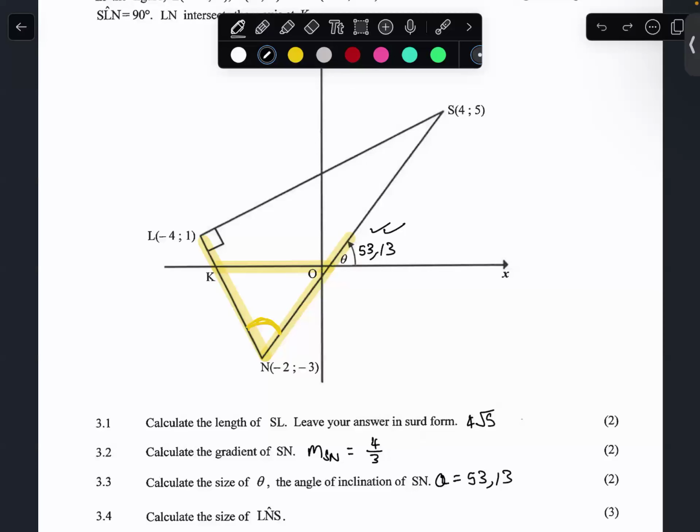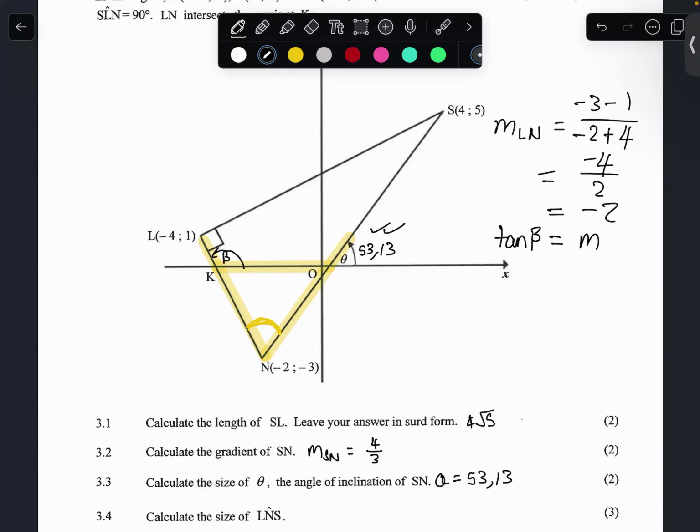So now I'm going to do it for the other arm, this one. I'm going to find the gradient of that arm. Gradient of LN is equal to y2 minus y1 over x2 minus x1. That gives me minus 4 over 2, which gives me negative 2. Then I'm going to find its angle of inclination. Let's call this beta. tan beta is equal to minus 2. Remember, this is gradient. Right?